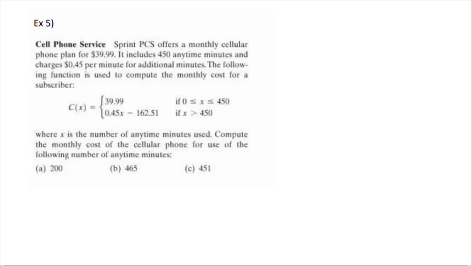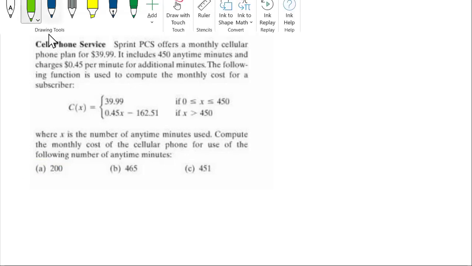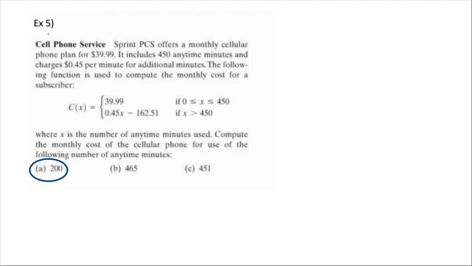Okay, so this is pretty straightforward. It's basically application of what we've been doing. Let me use a different color here. For A, we want 200. So 200 is going to be between 0 and 450. So we want to choose this one here, right? That means for A, our answer is just going to be 39.99. Okay, so I'm going through this pretty fast. I'm basically out of time here.